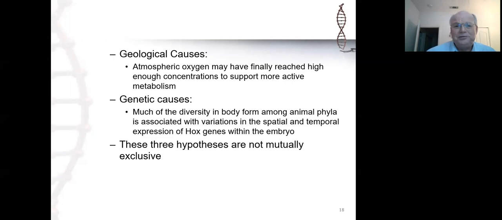Then the third hypothesis is a genetic hypothesis that relates to an increase in the ability to utilize Hox genes and the increase in the importance of Hox genes in laying out body plans. And so the diversity of body plans, a simple increase in the variety of body plans, indicates that there is a genetic component here.